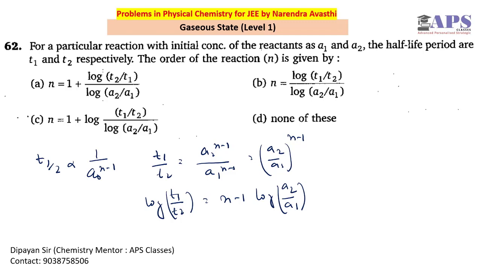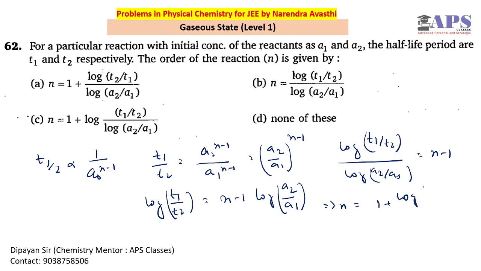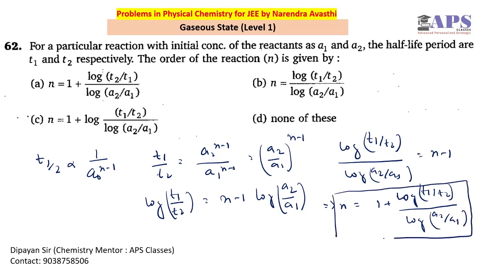Now we can write again that log T1 by T2 divided by log A2 by A1 is equal to n minus 1, or the order n can be written as 1 plus log T1 by T2 divided by log A2 by A1. So this is your final expression, and this is identical with option C.